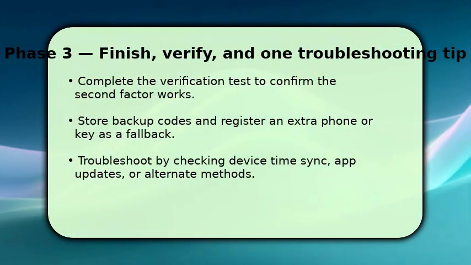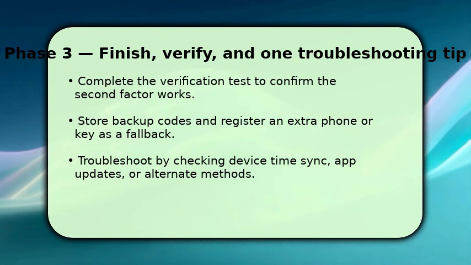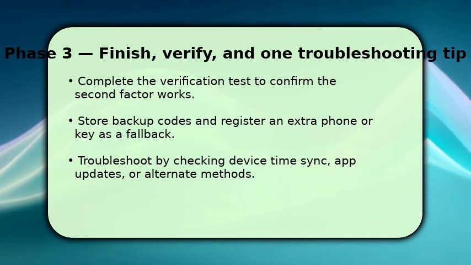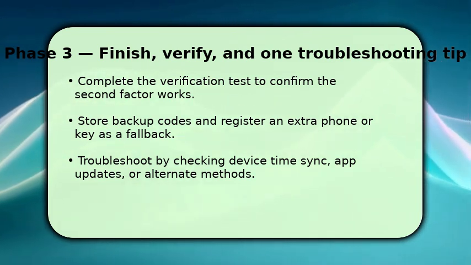You finish by verifying the new second factor. Enter a code or tap your security key to confirm it works. Once done, add at least one fallback option, like a secondary phone or an extra security key, and save backup codes in a password manager or locked file.